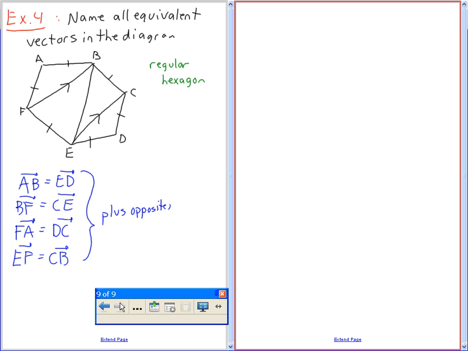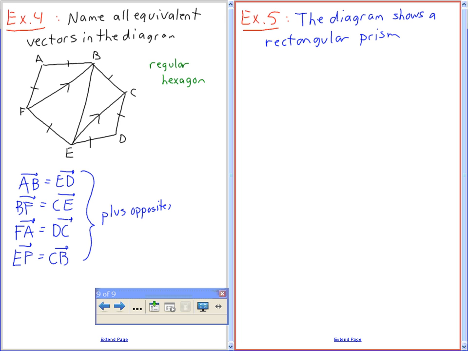Example 5 says, the diagram shows a rectangular prism. Now I have to say this because I mentioned my diagrams are not good. The nice thing about this is very soon we're going to have our iPad set up and we'll be able to see the stuff in 3D very easily. Really cool.